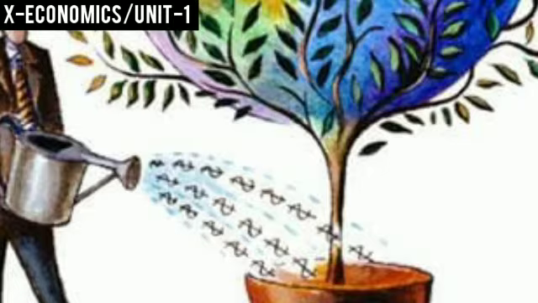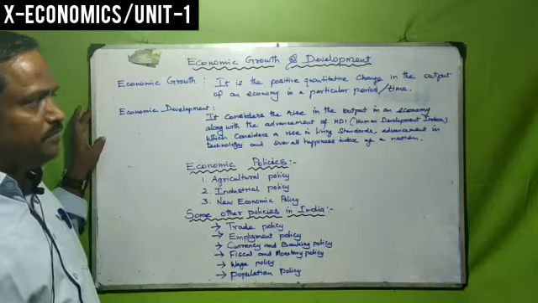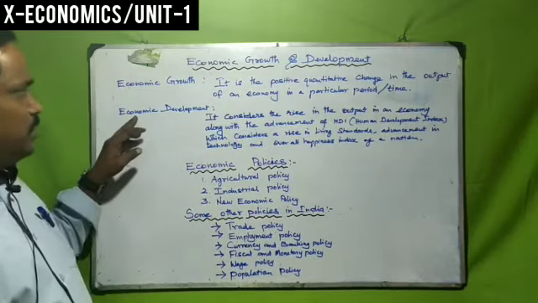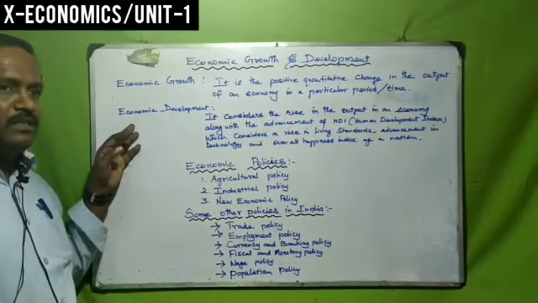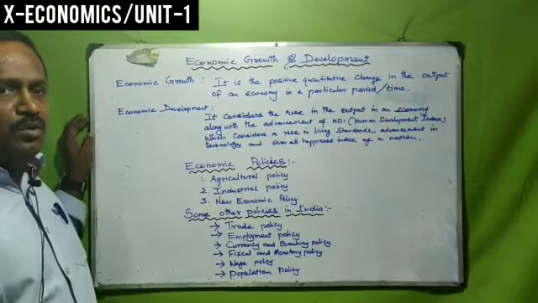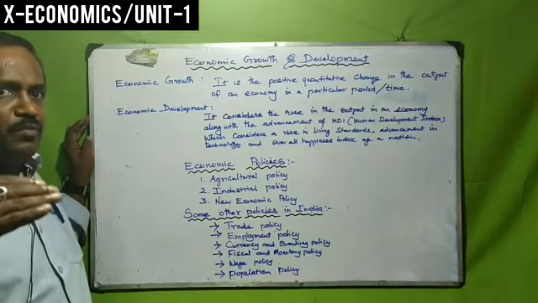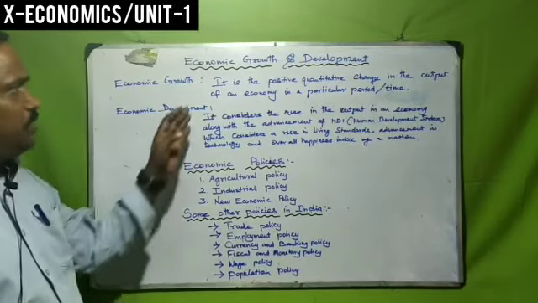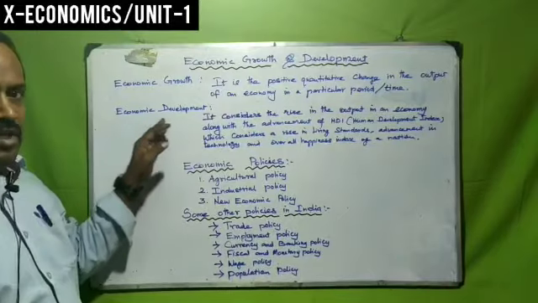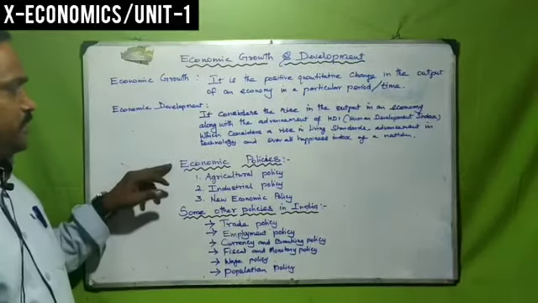And economic development considers the rise in the output in an economy along with the advancement of HDI, the Human Development Index, which considers a rise in living standards, advancement in technology and the overall happiness index of a nation. So economic development means we can easily understand the standard of living of people, how the standard of living is increasing from one time to another by using all other products, that we call economic development. Now we are going to see economic policies.